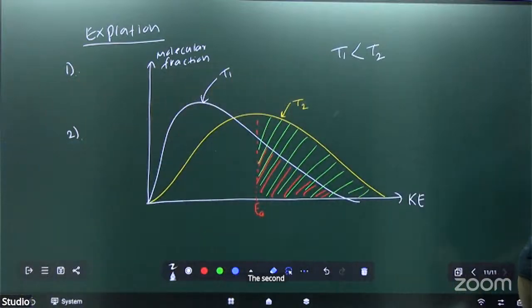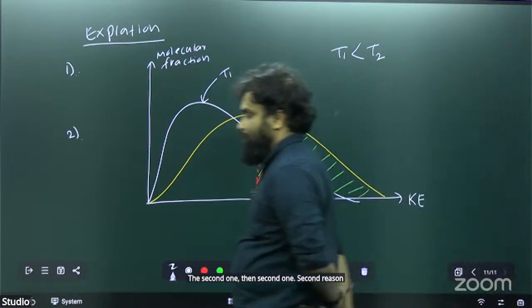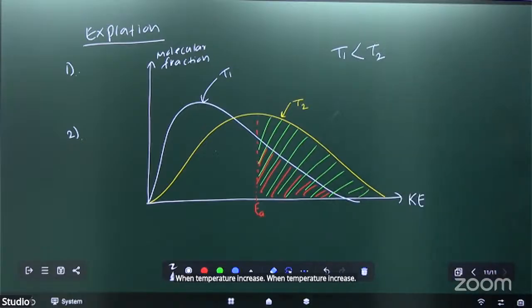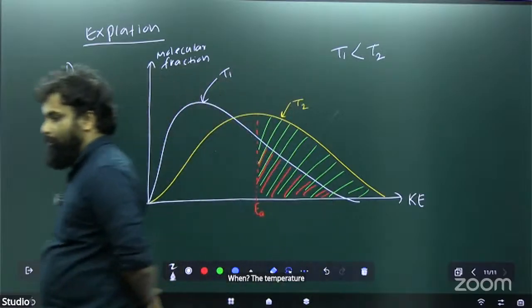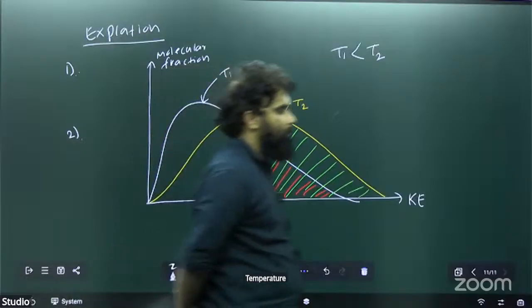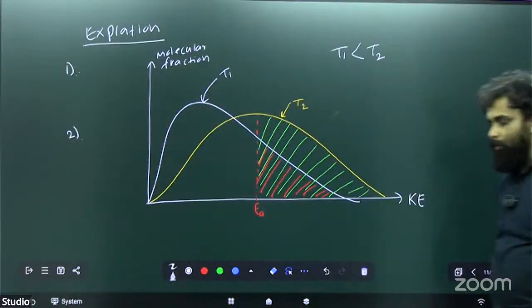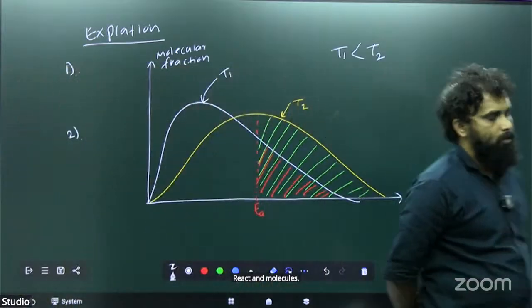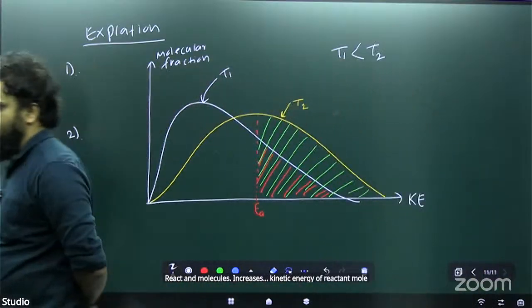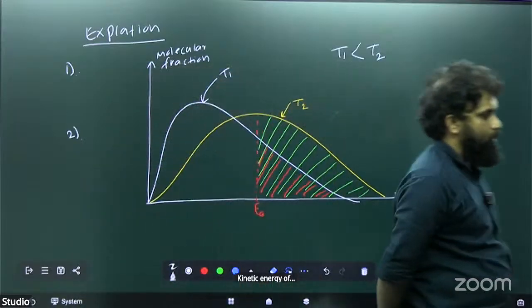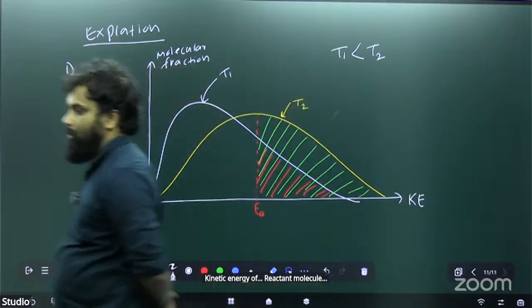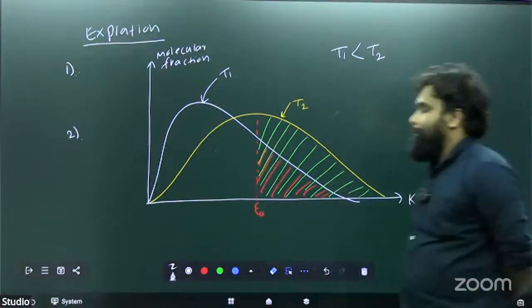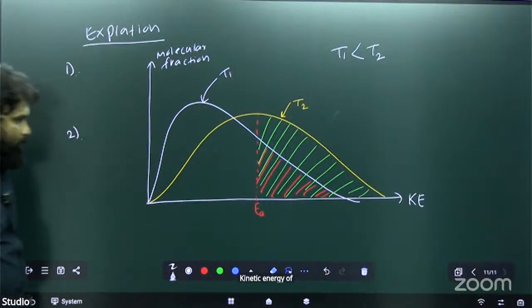Then the second reason, second explanation: when temperature increases, kinetic energy of reactant molecules increases.